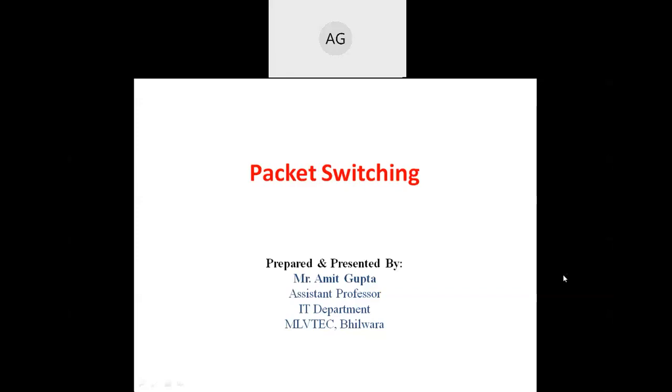So today we are going to study the topic packet switching. This is a very important topic in computer networking, and its major role is in Unit 4 when we study IP addressing. Before we start packet switching, let us first discuss what the switching concept means.